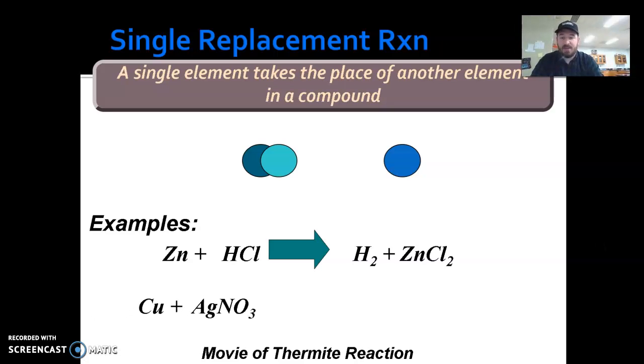Our next example, we have copper, Cu, plus silver nitrate. This is a very cool looking reaction. We'll probably do this one in class. And what happens here, the copper comes in and kicks out the silver, and we're left with silver plus copper nitrate. The NO3 is our nitrate. All right, so that is a single replacement reaction.